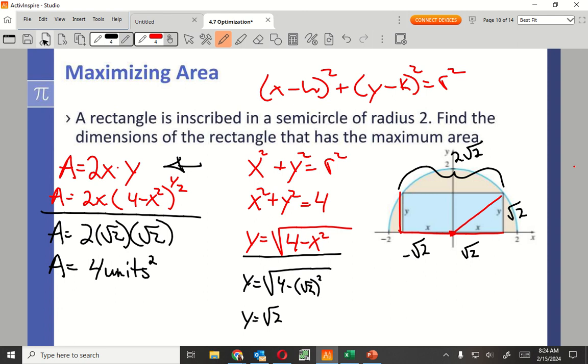So I have the dimensions of my rectangle, and that over there, which wasn't really required, but we went through and actually did it anyway, because on some of your problems you're going to have to do it. So we found out what the maximum area was.